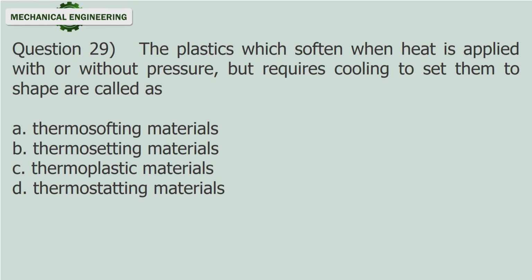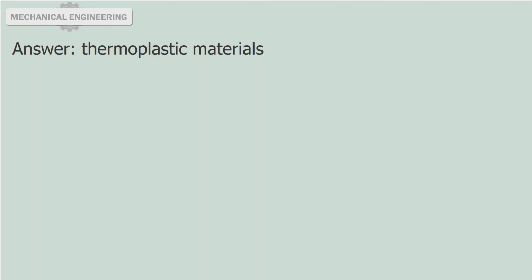Question 29. The plastics which soften when heat is applied with or without pressure, but require cooling to set them to shape, are called as A. Thermosofting materials. B. Thermosetting materials. C. Thermoplastic materials. D. Thermostating materials. Answer: thermoplastic materials.